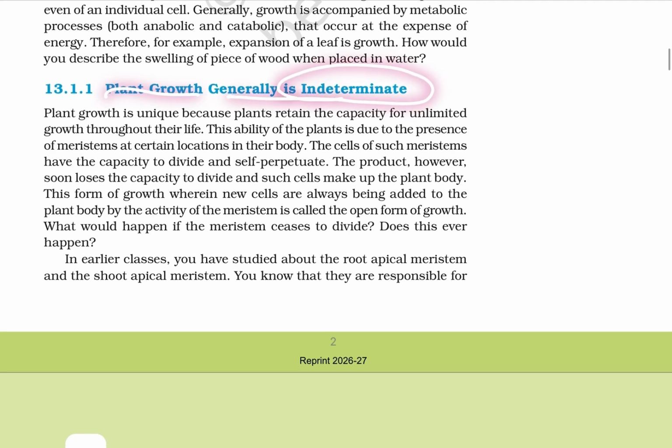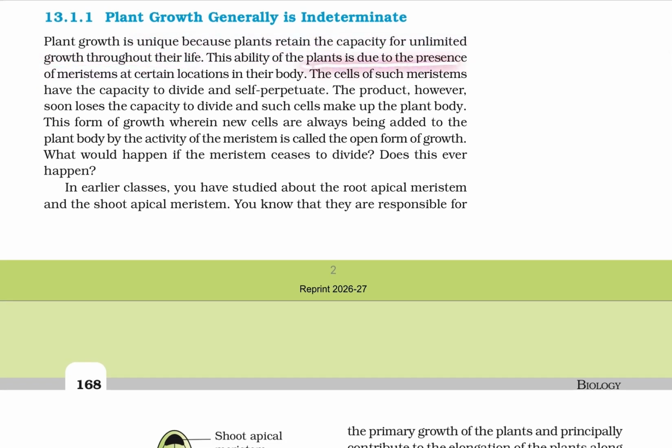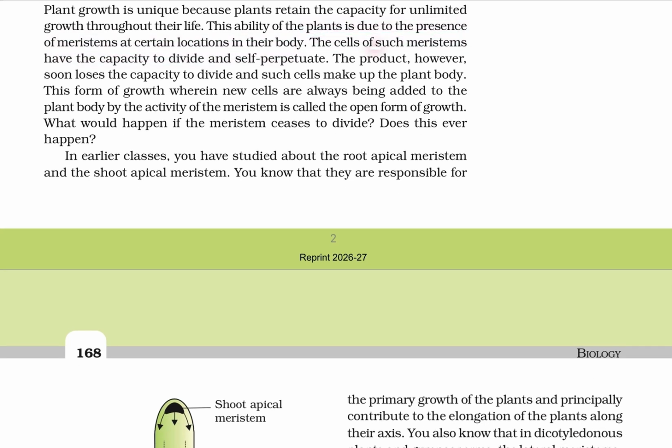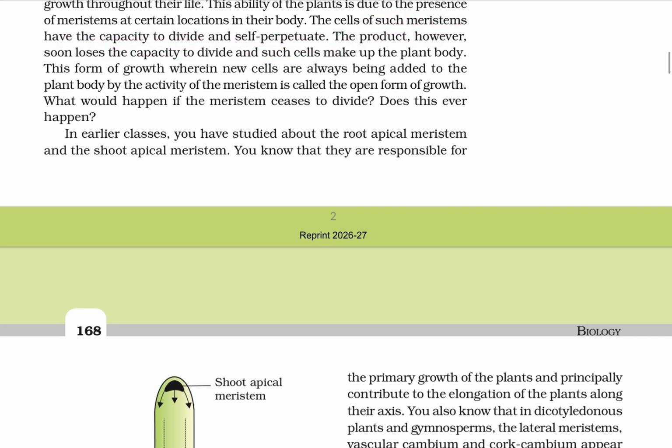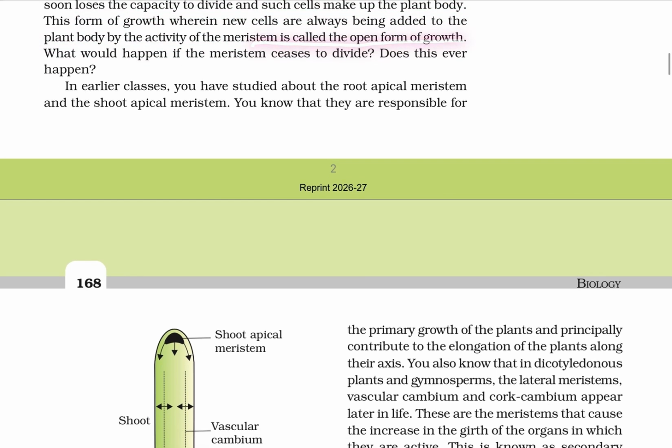Plant growth is generally indeterminate. Growth in plants is unique because plants retain the capacity for unlimited growth throughout their life. This ability of a plant is due to the presence of meristems at certain locations of their body. The cells of such meristems have the capacity to divide and self-perpetuate. The product, however, soon loses the capacity to divide, and such cells make up the plant body. This form of growth, wherein new cells are always being added to the plant body by the activity of the meristem, is called the open form of growth.